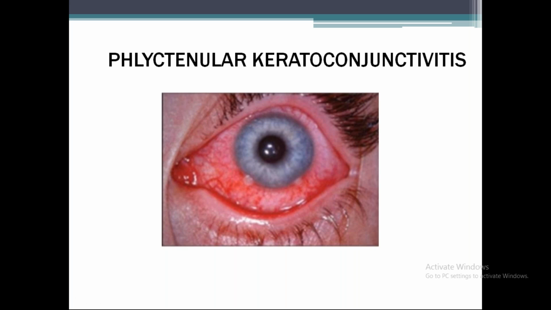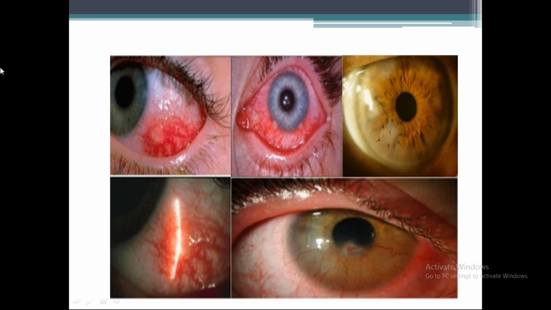So the name given for this is Phlyctenular Keratoconjunctivitis. Kerato means cornea, conjunctiva means this reddish region. So when both cornea and conjunctiva are involved, it is keratoconjunctivitis. You can see here there are various forms of Phlyctenular keratitis. You can see here there is a vesicle here with surrounding redness. Similarly here, and here the cornea is involved.